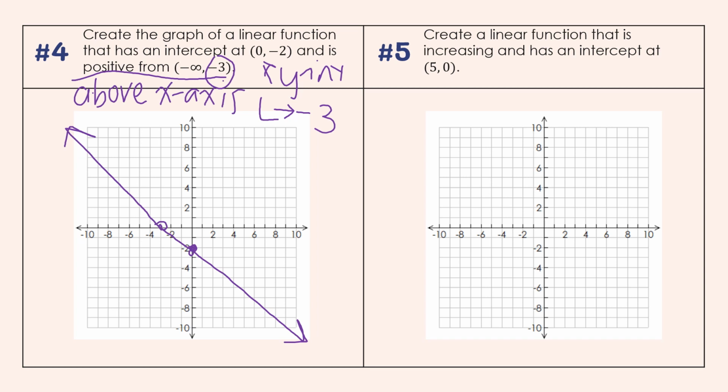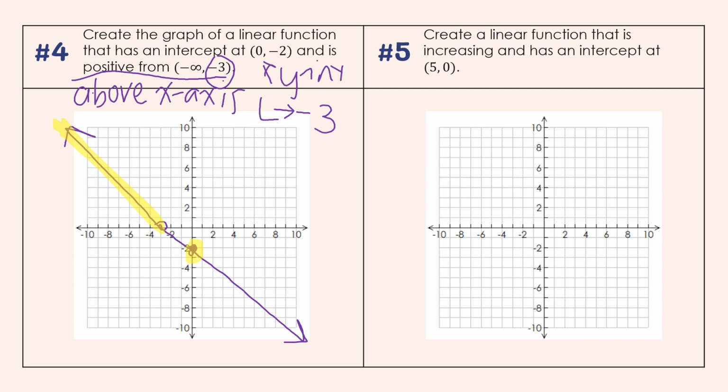You want to make sure that you do it a line. Mine kind of looks bent. It's not supposed to look bent. It is a line going through -3, 0, and 0, -2. This one must look like this. There is no other way to draw this one. So again, you can see that from -infinity to -3, it is above the x-axis. That's what makes it positive, and then it's got that y-intercept at 0, -2.